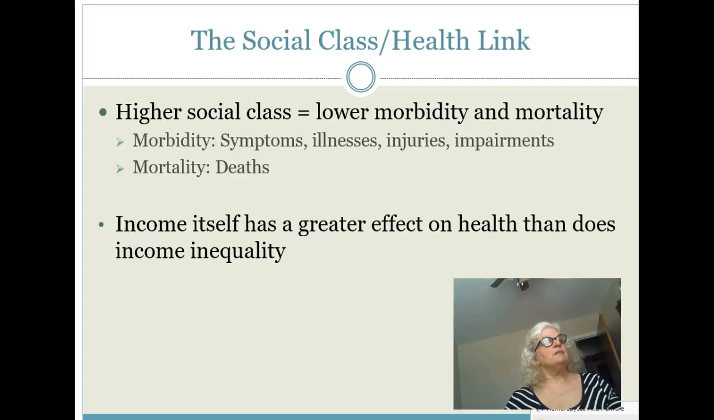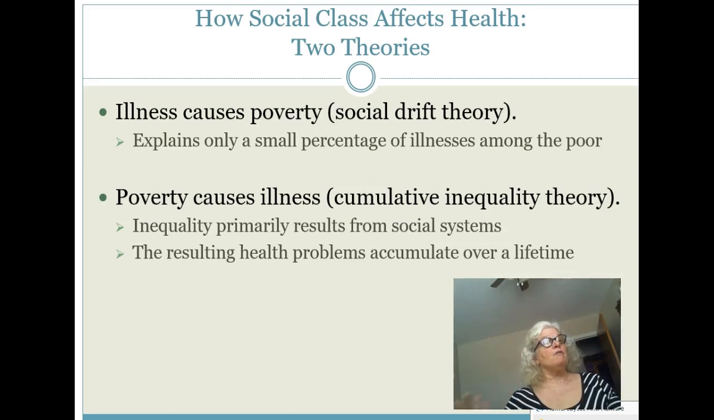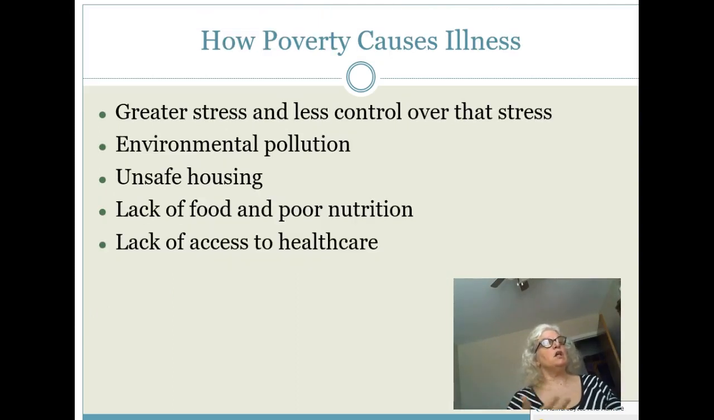So social class: higher social class equals lower morbidity. Income itself has a greater effect on health than does income inequality. Poverty definitely adds to the issues of health, but it only explains a small percentage of illness. Poverty can cause illness. We can see the stress, as we talked about, the unsafe housing, the lack of food, the poor nutrition, the lack of access to health care.